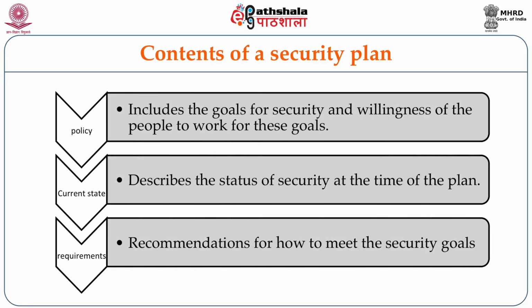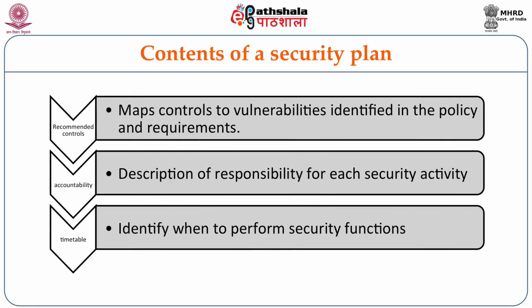Policy indicates the goals of a computer security effort and the willingness of the people involved to work to achieve the goals. Current state describes the state of the security at the time of the plan. Requirements suggest the ways that should be recommended to meet the security goals. Recommended controls map the controls to the vulnerabilities identified in the policy and requirements.